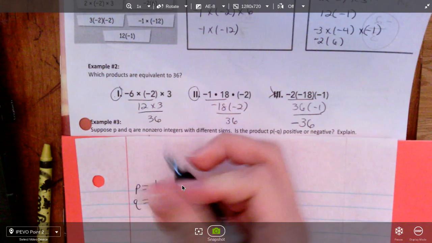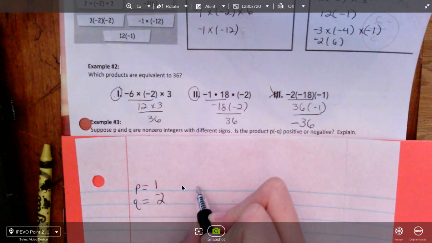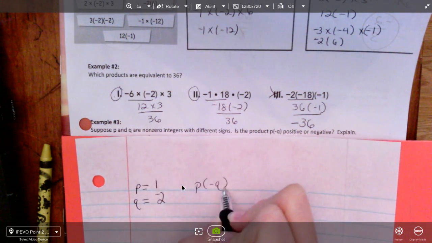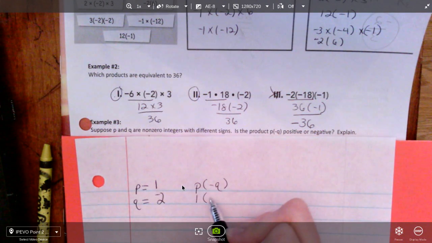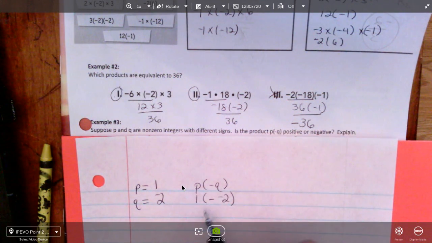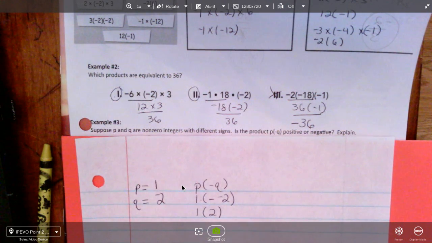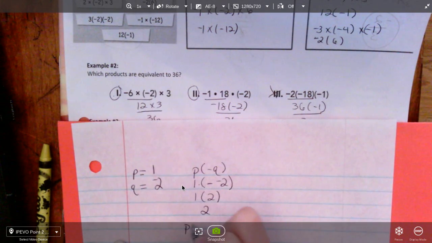So P I'm going to just make 1, Q I'm going to make negative 2, making these easy numbers for myself. So when I substitute these into P times negative Q, I'm going to put 1 in place of the P, and then I have to bring the negative sign from this Q right here, and then the negative 2 over, and calculate this. Now this is not 1 minus negative 2. I'm showing multiplication here between the parentheses. This becomes 1 times negative and a negative together. Two negative signs together make a positive. So this becomes 1 times 2. So my answer actually ends up being 2, which is positive. And that's my explanation.